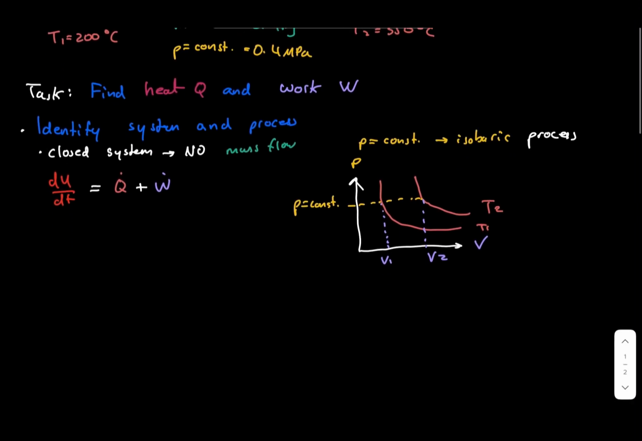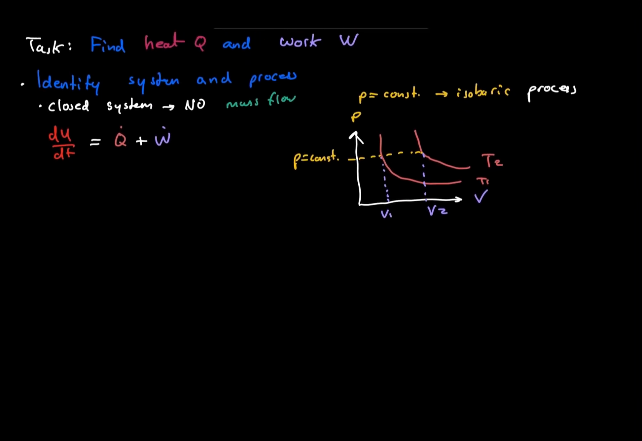Now, let's calculate the heat. For constant pressure processes, we use enthalpy. This is because heat goes into internal energy and into expansion work. So instead of tracking both separately, we use enthalpy.